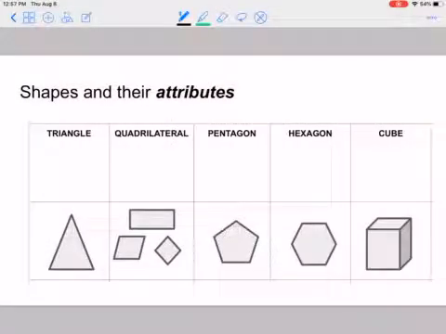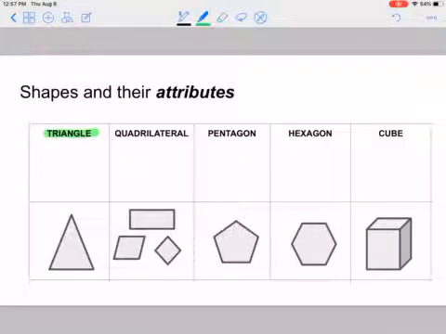So look at our little chart over here. We're going to talk about some shapes and their attributes. An attribute is like a characteristic. An attribute is something that describes the shape so you can identify it. So let's first look at a triangle. Okay, so let's think about some characteristics of a triangle.